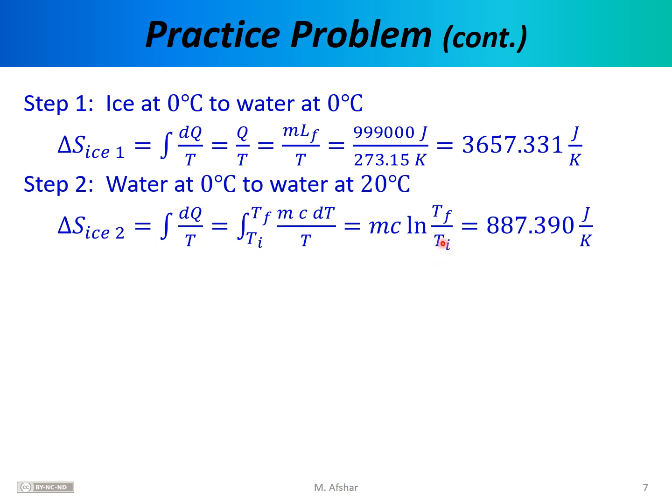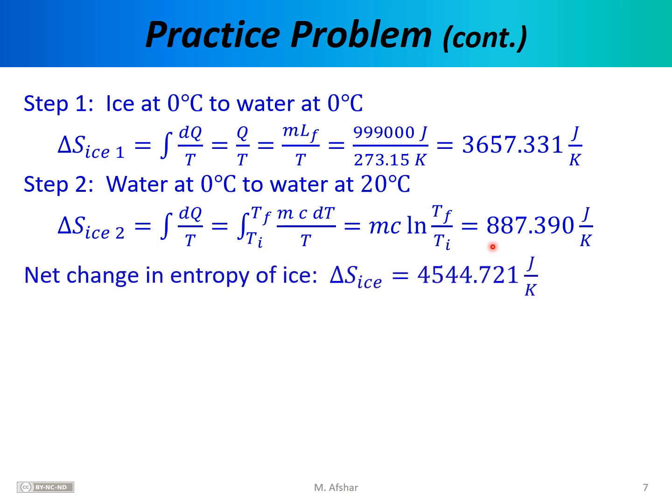Ti is 0 degrees Celsius, Tf is 20 degrees Celsius, but of course, once again, you have to convert those numbers to Kelvin. Once you do that, you can plug the numbers in and find that the change in entropy of the ice for this second step is approximately 887 joules per Kelvin. So now we can add these two numbers together to find that the net change in entropy of the ice throughout the whole process is approximately 4,544 joules per Kelvin. That answers part A of the question.